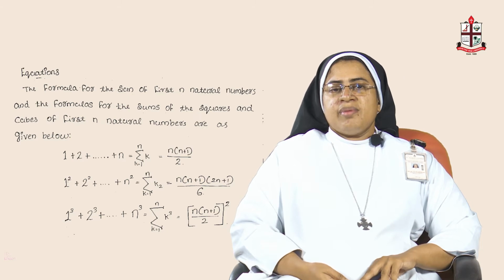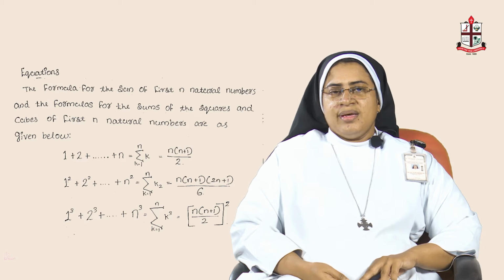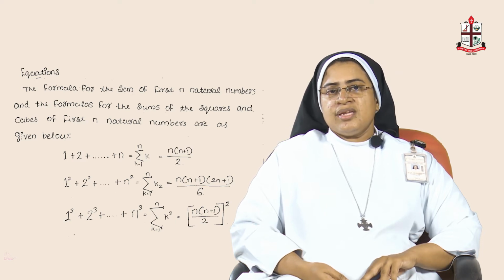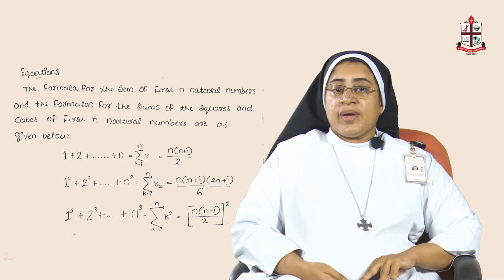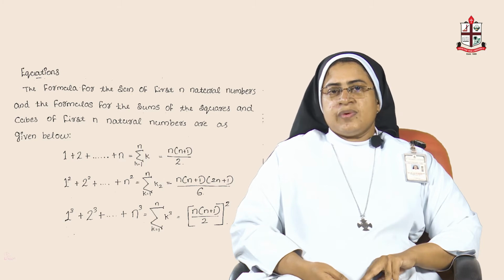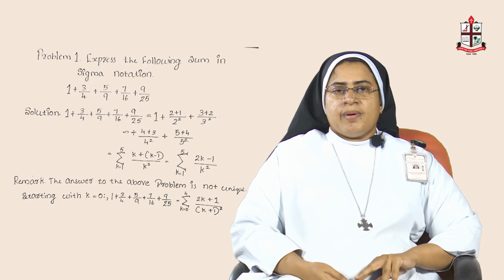The easy way to remember these formulas is that the first and third formulas have some correlation. First is the sum of n natural numbers, n into n plus 1 by 2, and the third one is the sum of cubes of n natural numbers, that is n into n plus 1 by 2, the whole square. And for the sum of squares you have a different formula, you have to learn it: n into n plus 1 into 2n plus 1 by 6. Now we are going for the problems.